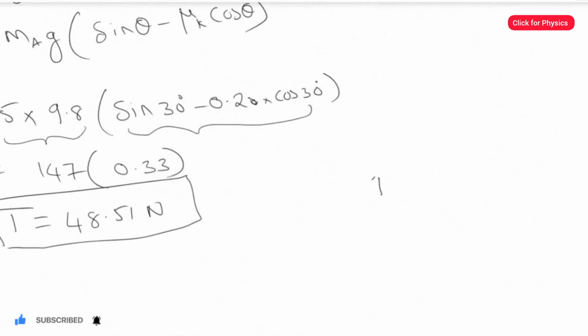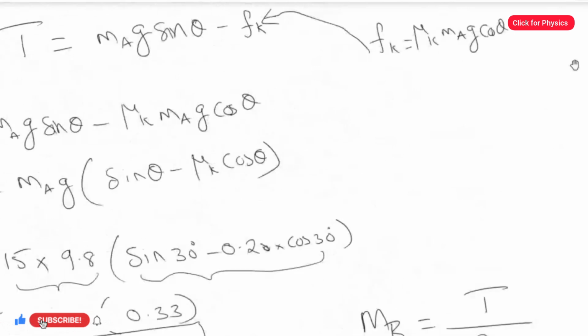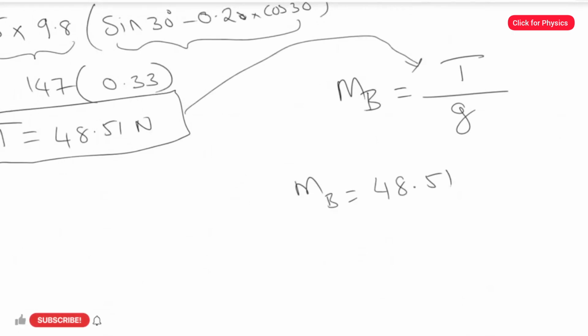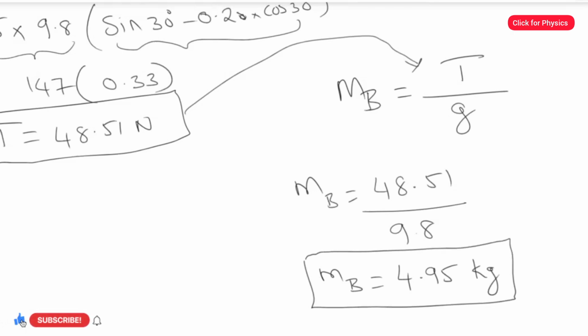So what's that equation? Mass of block B is equal to tension divided by g value. Let's see it one more time. Yes, right. So now I take the value of T and substitute here. Therefore, mass of block B is equal to 48.51 divided by 9.8. I got the answer as 4.95. So mass of block B is equal to 4.95, and the unit is kilogram. So this is the answer for this question. That's it. Thank you.